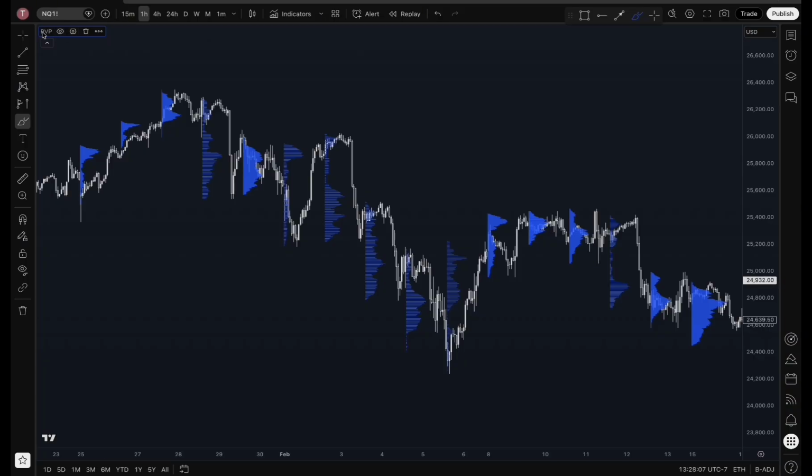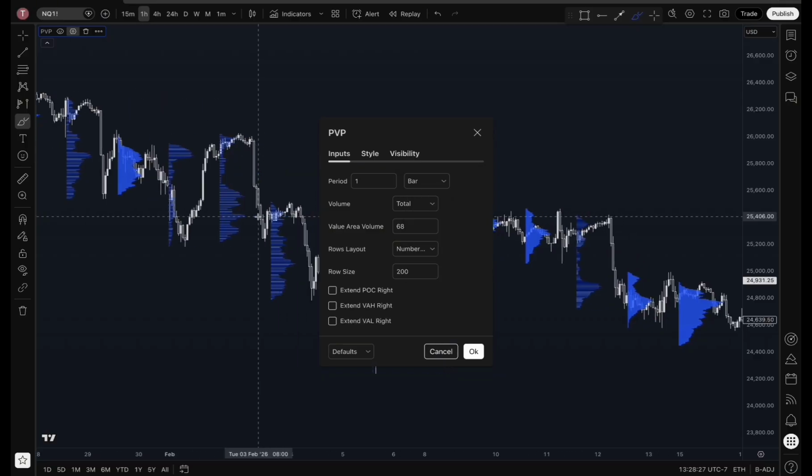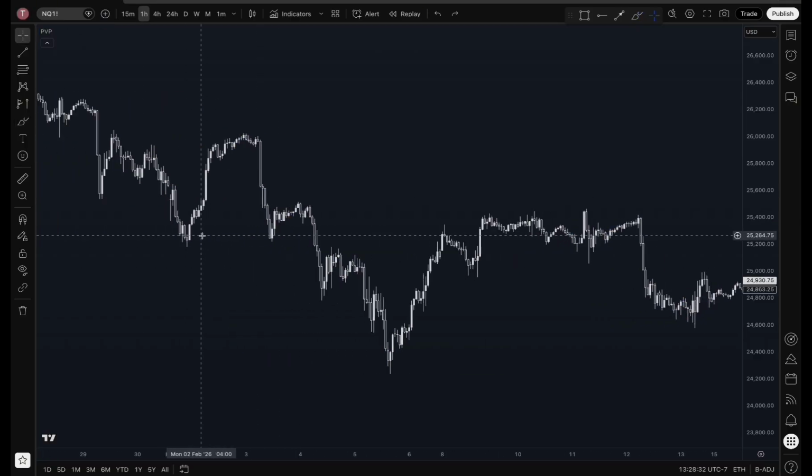You go to TradingView and you type in PVP, which stands for periodic volume profile. You go to settings. Here you can choose what period you want to use volume profile for. It could be days, could be hours, minutes, could be a bar. If you choose this, your volume profile is going to be the same time frame as your candles.